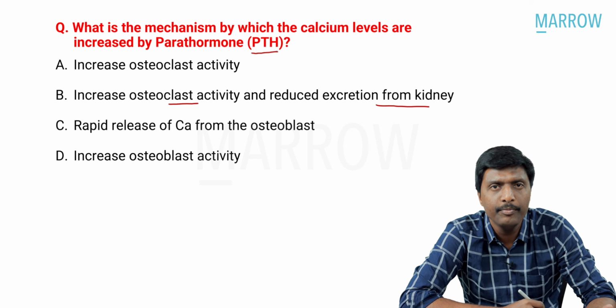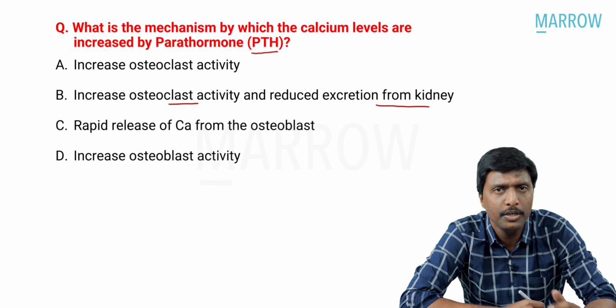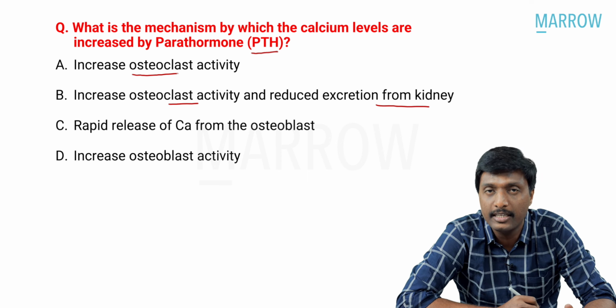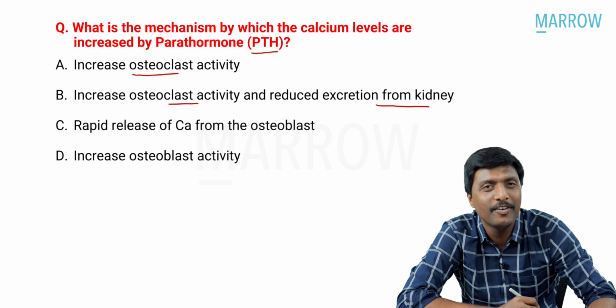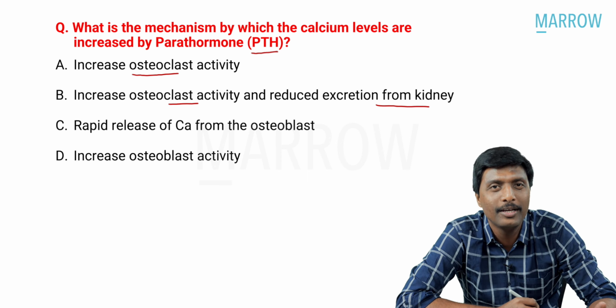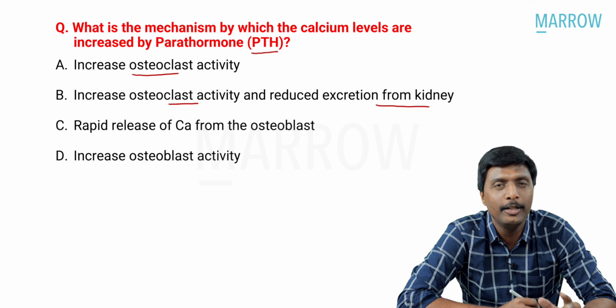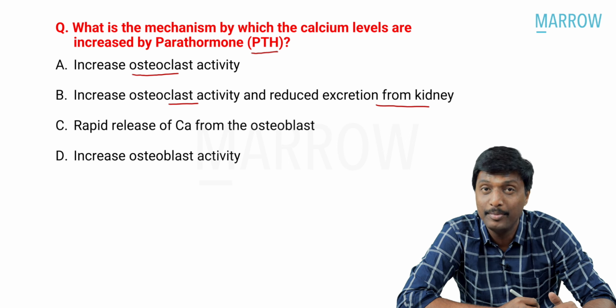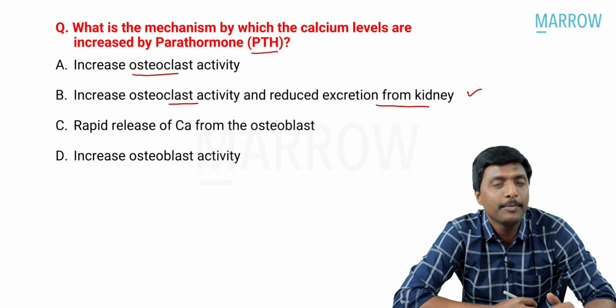So in a hurry, if you look only into option A, increase osteoclast activity, you may go for that answer, but don't do that. Always try to read all the four options. So definitely you can see in option B, along with increase osteoclast activity, there is reduced excretion from kidney. That is the best answer.